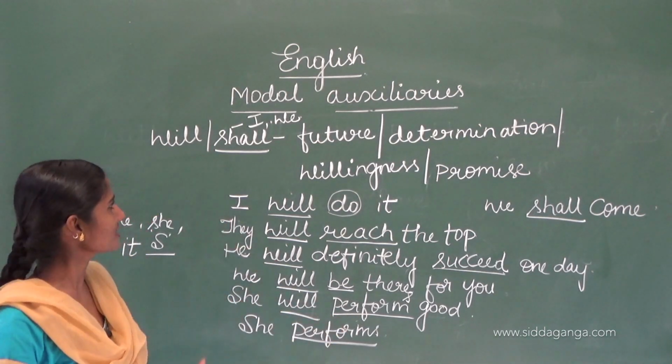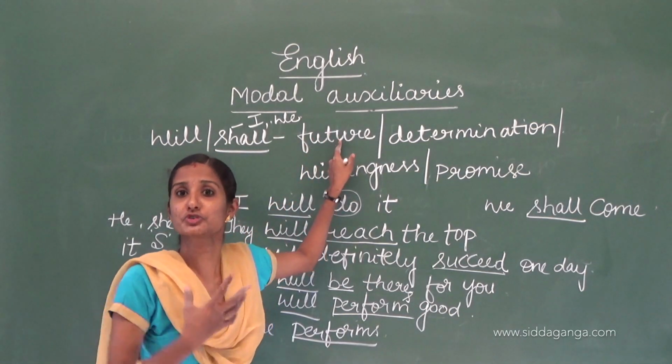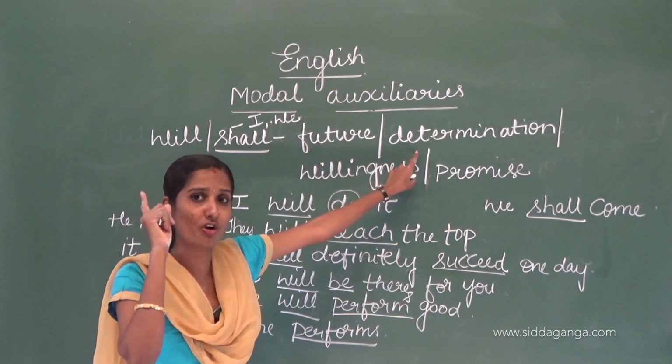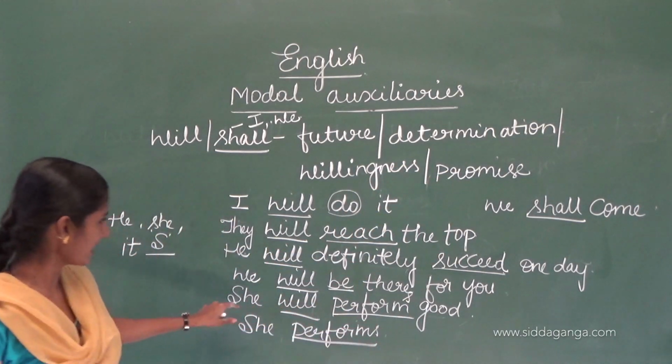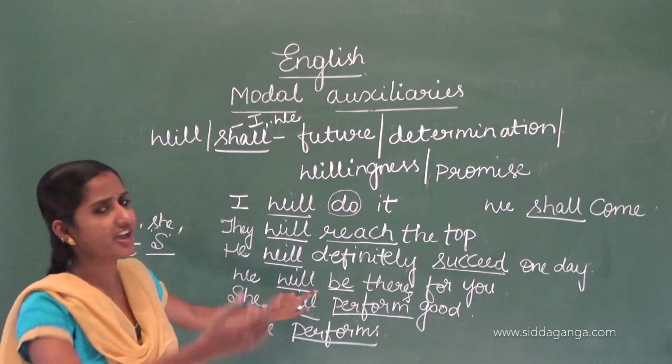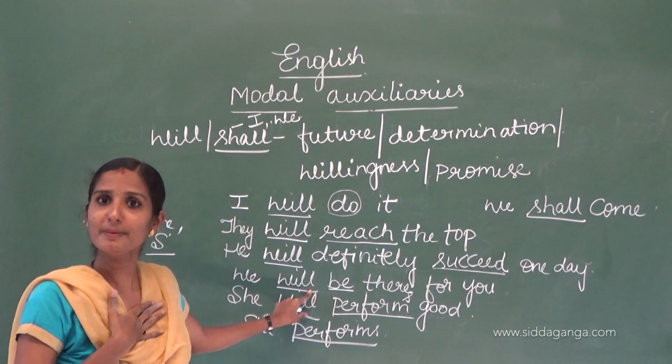Okay, so these are the usage. So will and shall, what do they express? It expresses about the future actions. It expresses the strong determination and about our willingness and about the promise. Example, here I have written, we will be there for you. That is what we can say, that is the promise. We will be there for you.